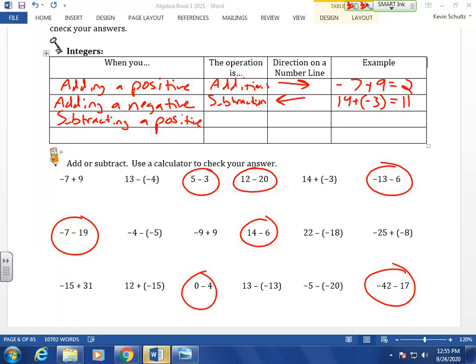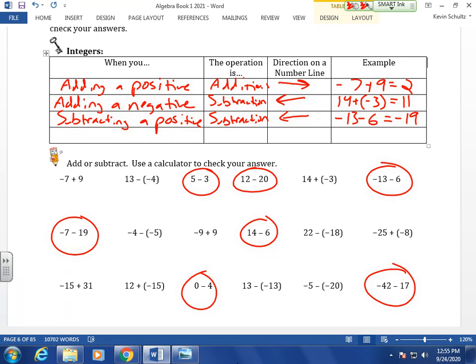It's what's in between. So we are subtracting when we subtract a positive, which means we go to the left on the number line. An example, let's take this negative 13 minus 6. What is the value of negative 13 minus 6? Negative 19. We're starting at negative 13. We are subtracting 6, or moving 6 to the left on the number line, and we end at negative 19.